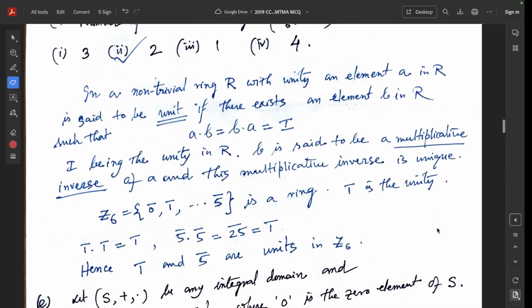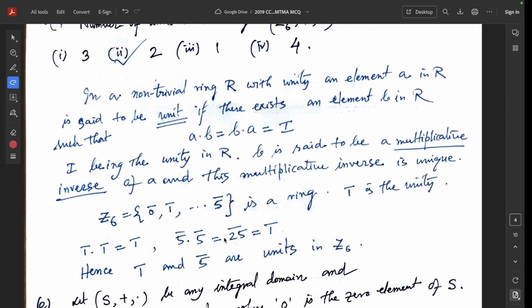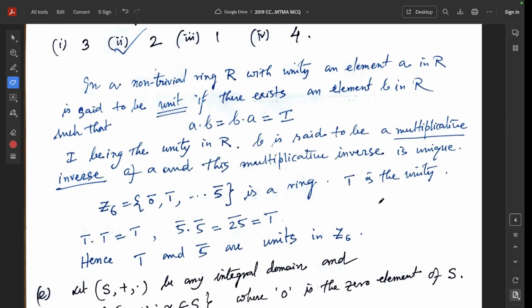Now, Z6 is the set of residue classes modulo 6. This is class 0, class 1 to class 5. There are 6 elements in this Z6, the ring with respect to addition modulo 6 and multiplication modulo 6. Class 1 is the unity, the multiplicative identity, and class 0 is the additive identity, that is, the 0 element.